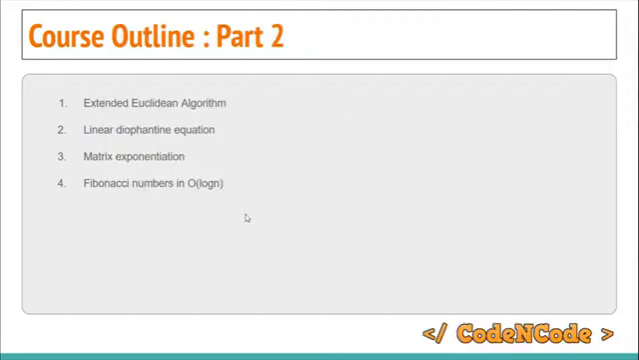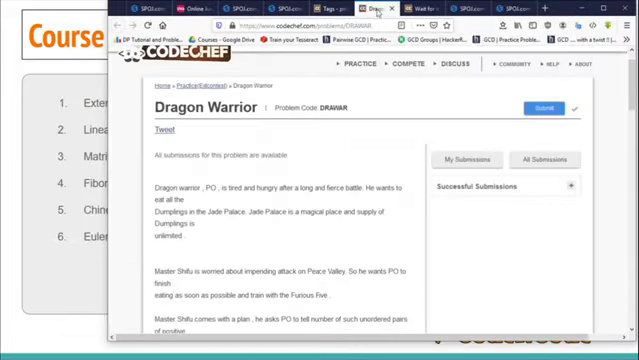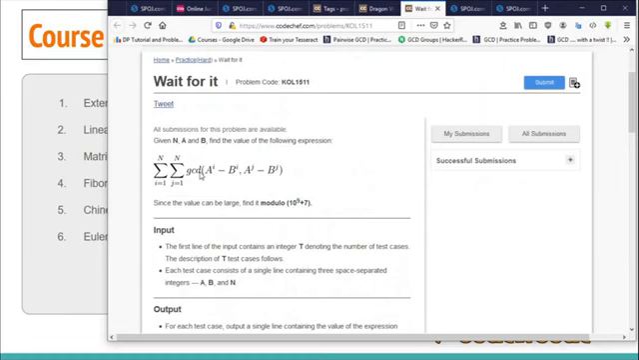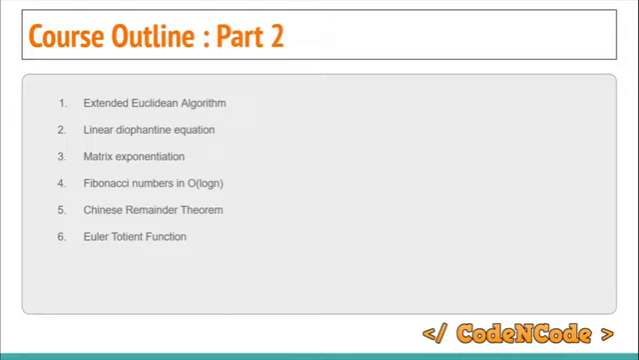Now after matrix exponentiation, we would be studying the Chinese remainder theorem, and then Euler's totient function. This is one of my favorite topics though. So let me show you a problem that you can solve using Euler's totient function. By the way, Euler's totient function, or ETF, of a number n is equal to the number of integers from 1 to n such that their GCD with n is equal to 1, or basically they are co-prime with n.